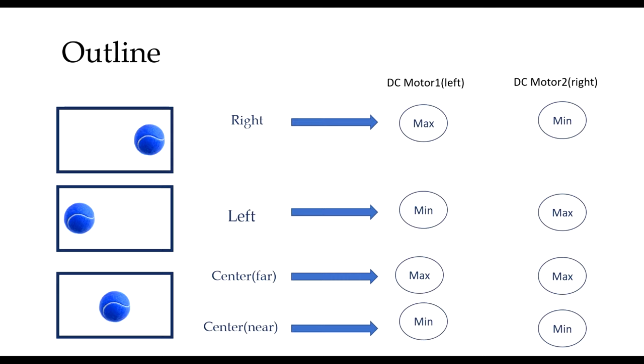If the ball is seen on the left side of the image, the speed of the motors should be opposite to the first mode. The speed of the left motor should be minimum and the speed of the right motor should be maximum.